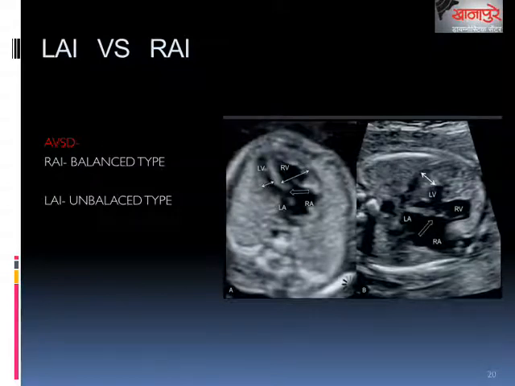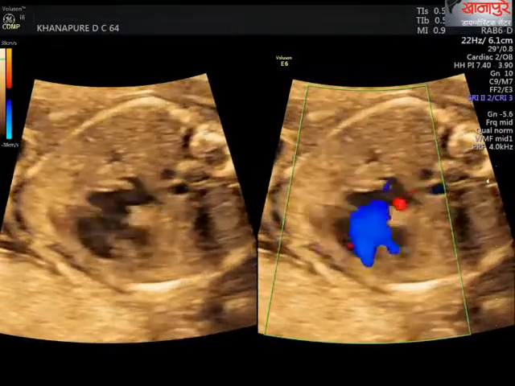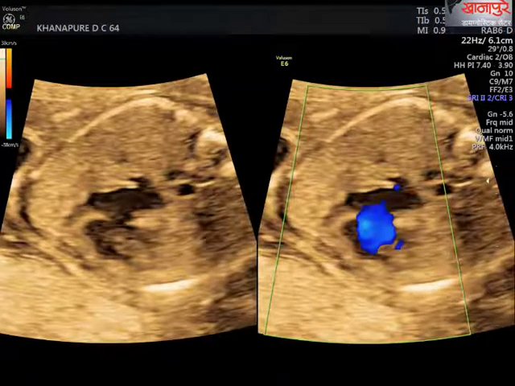If AVSD is noted, then differentiate whether it is balanced type or unbalanced type. If it is balanced type, it is in right atrial isomerism, while if it is unbalanced type, it is in left atrial isomerism. This is an example of left atrial isomerism where unbalanced type of AVSD is noted.